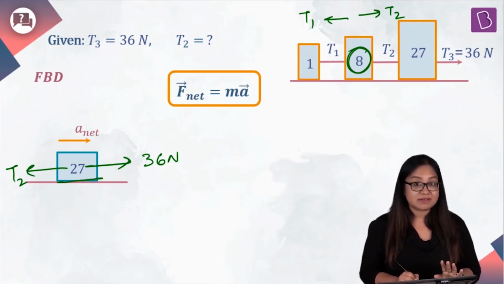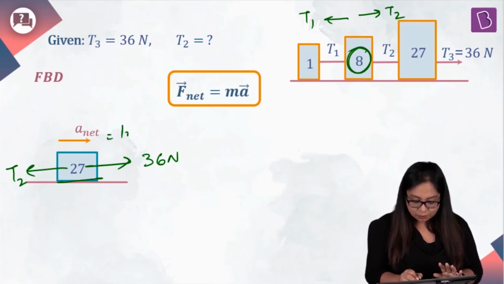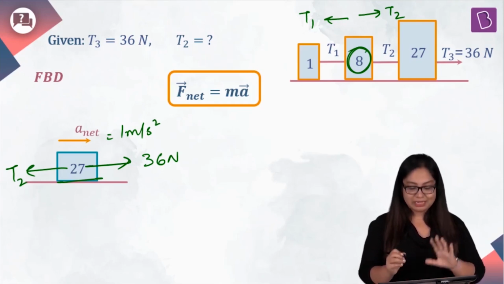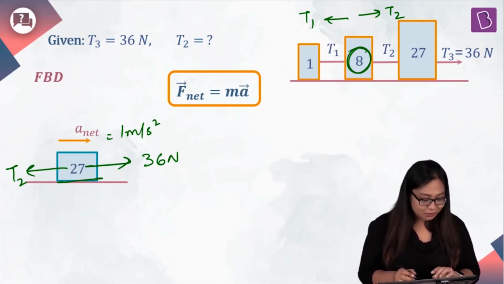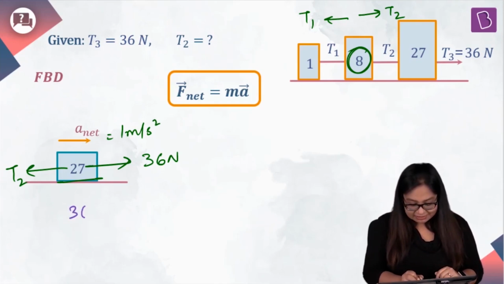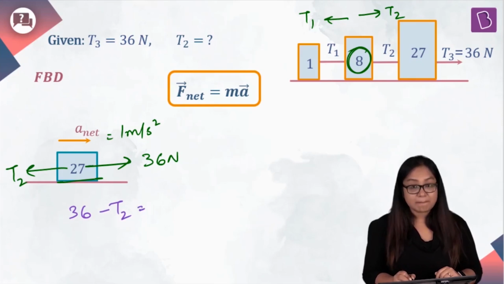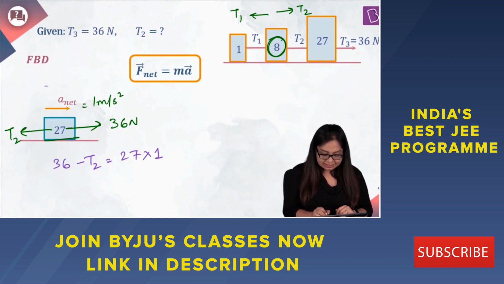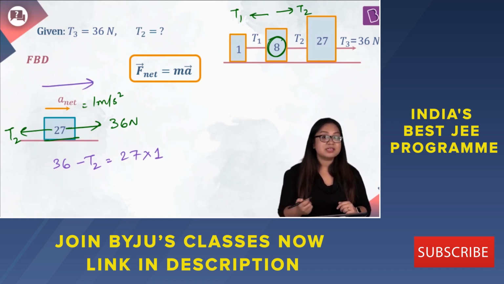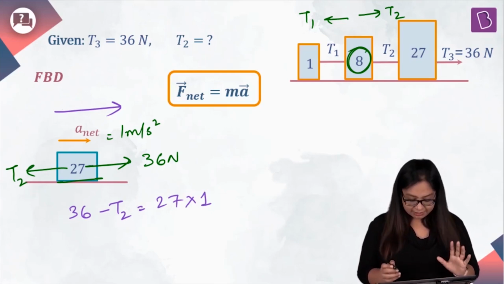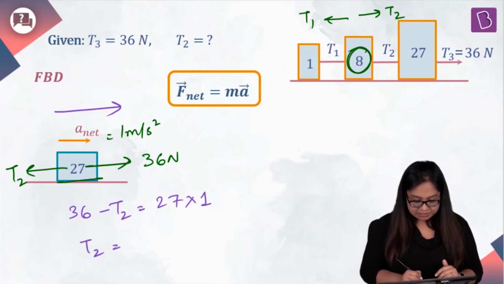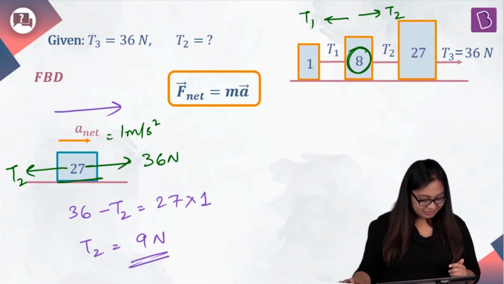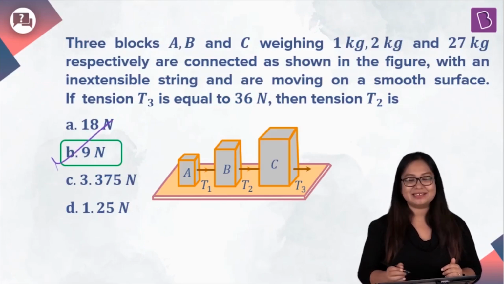I will draw the FBD of 27 kg and say that acceleration is what? 1 meter per second square. Net external force is mass into acceleration. Only in horizontal direction we are analyzing right now. So, I will say 36 minus T2 is equal to mass into acceleration, 27 into 1. Okay. See, acceleration is in this direction, so net force in the direction of acceleration we have to write. Right? Okay. This T2 comes out to be 9 Newton. T2 is equal to 9 Newton. Let's go to the options. Option number B is correct here.